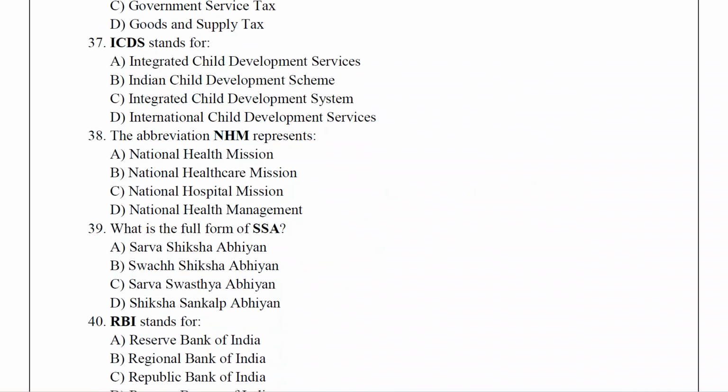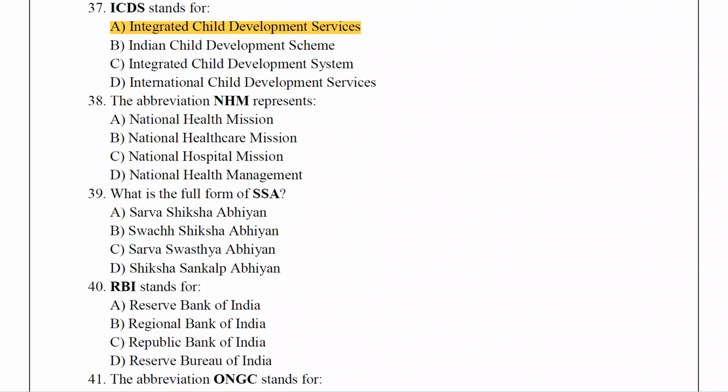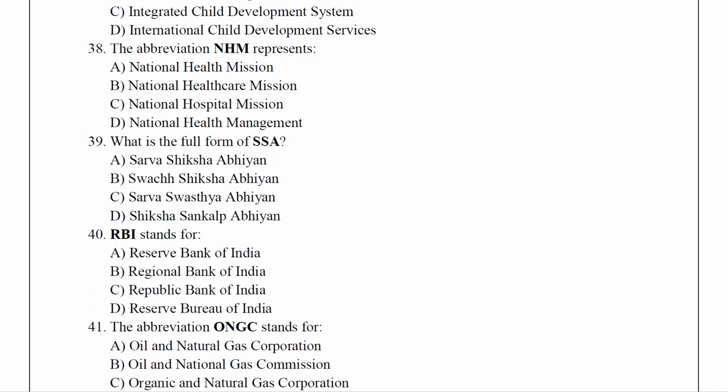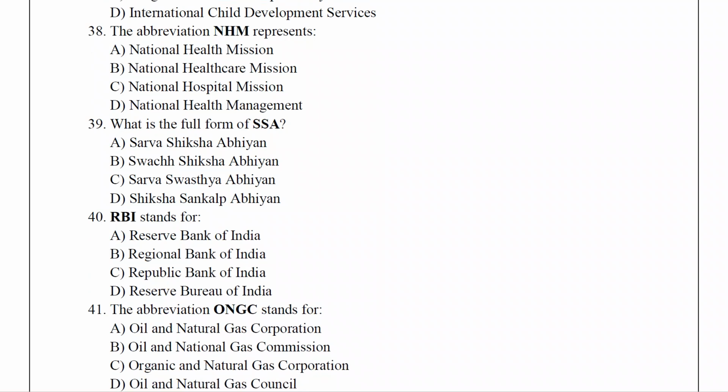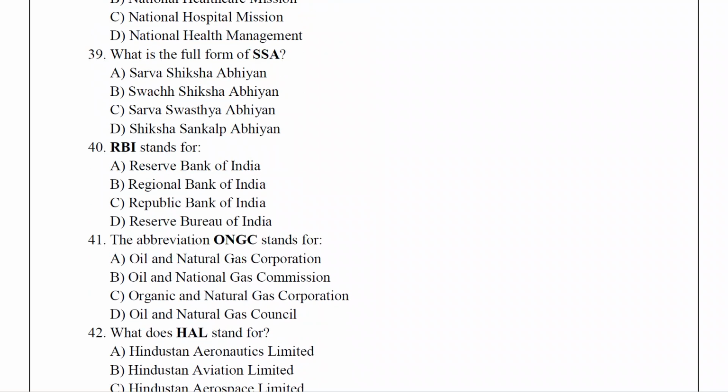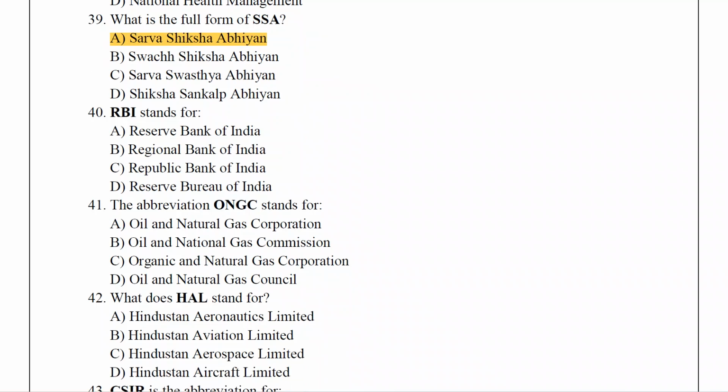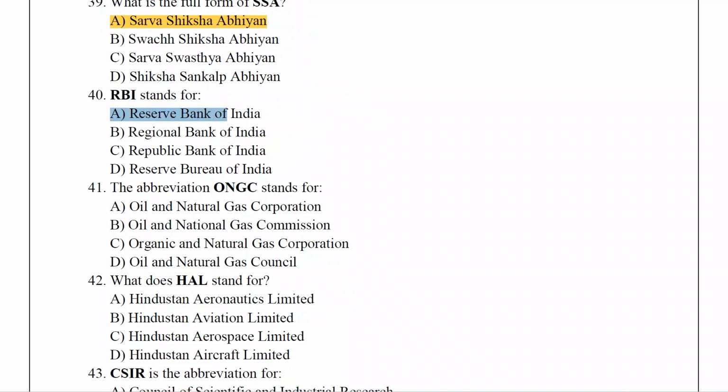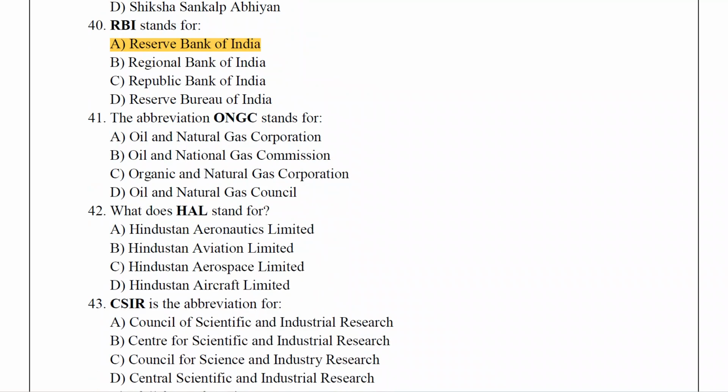ICDS stands for Integrated Child Development Services. The abbreviation NHM represents National Health Mission. What is the full form of SSA? Sarva Shiksha Abhiyan. RBI stands for Reserve Bank of India. The abbreviation of ONGC stands for Oil and Natural Gas Corporation.